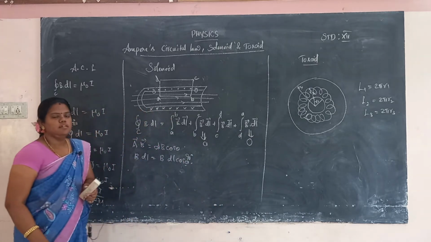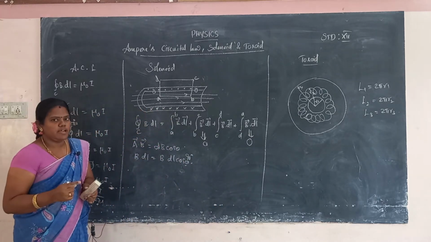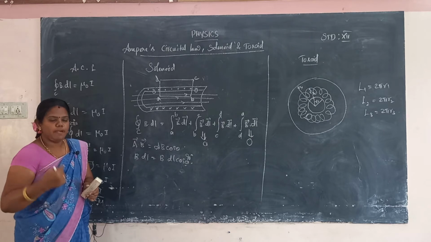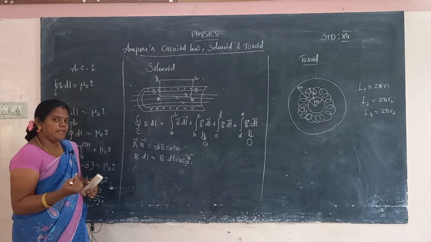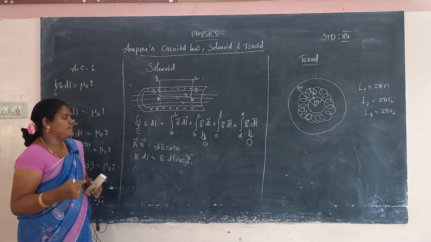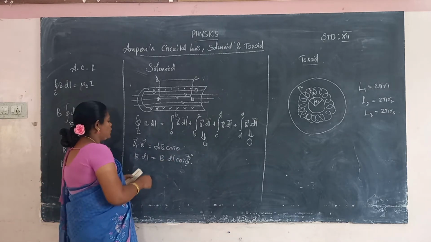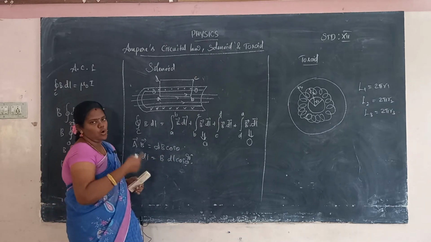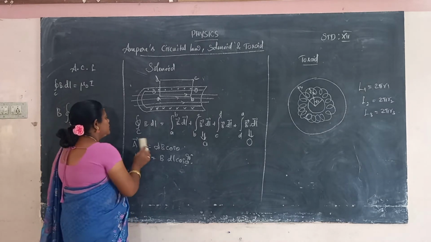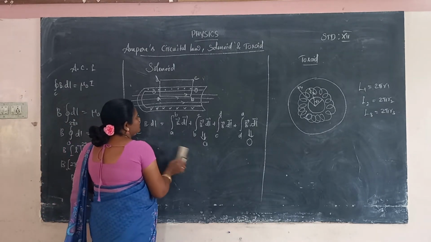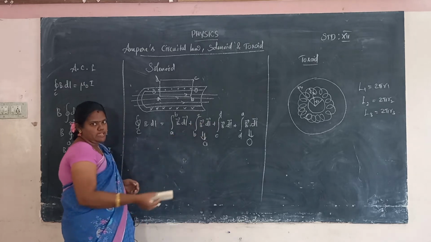Why? The length of the conductor will be perpendicular to the magnetic field. Perpendicular to the magnetic field, automatically theta is 90, so cos 90 is 0. So B dot dl is equal to 0. The total term is 0. Clear? So the terms B to C and D to A will be 0.